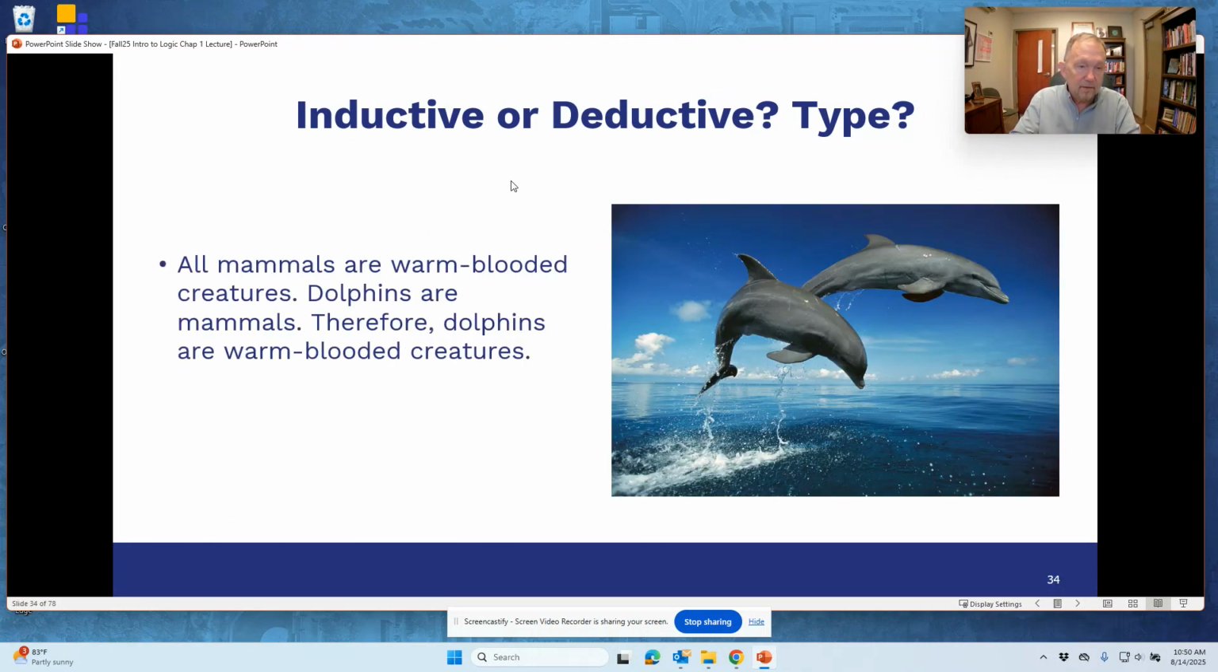All mammals are warm-blooded. Dolphins are mammals, therefore dolphins are warm-blooded. Now, do the premises necessarily lead to the conclusion? They do if they're true. Therefore, this is a deductive and categorical syllogism. It just means categorical argument. Don't worry about the syllogism part. Deductive, and it's categorical.